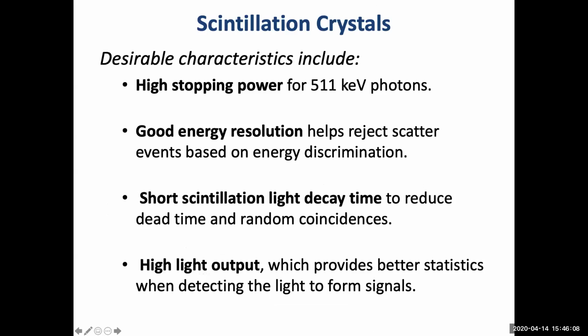Scintillation crystals used in PET. Desirable characteristics include high stopping power for 511 keV, meaning most annihilation photons are detected rather than passing through, contributing to better sensitivity. Because 511 keV has very high energy, we need a crystal that can stop this kind of photon, so we need a high density crystal. We also need good energy resolution, which helps reject scatter events based on energy discrimination. This reduces the scatter. We need a short scintillation light decay time to reduce dead time and random coincidences. And we need high light output, which provides better statistics when detecting the light signals.